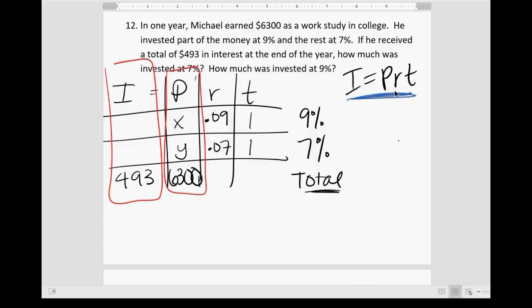So remember, P times R times T equals the interest. And we have a P, R, and T for both of these scenarios. So X times 0.09 times 1 would be 0.09X. And then Y times 0.07 times 1 would be 0.07Y. So we've got our two equations.